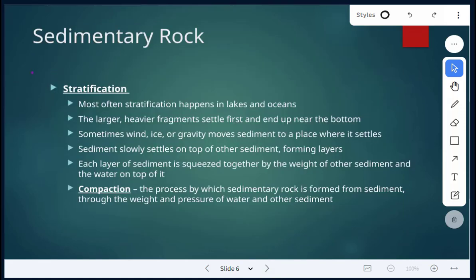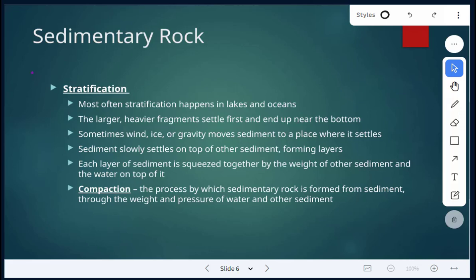So that's stratification, which we just talked about briefly. Most often stratification, that layering, happens in lakes and oceans. The larger, heavier fragments will settle first and end up near the bottom. Then wind, ice, and gravity will move sediment to a place where it will settle. The sediment will slowly settle on top of other sediment and that will start forming layers.